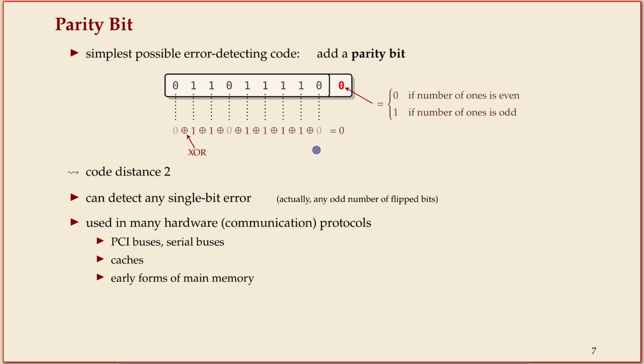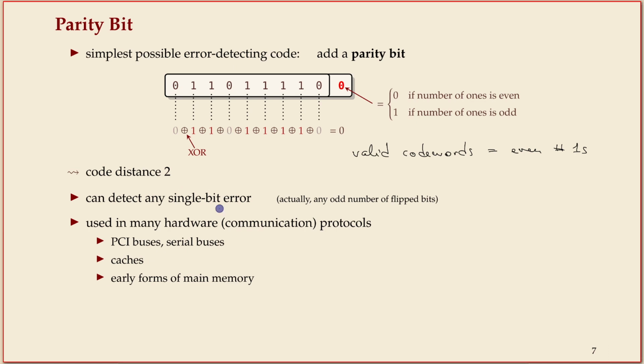So in our code here, not on the slides, let me add it. Valid code words are those with an even number of 1s. Right? And every other code word is like that. So you always have to flip at least 2 bits to get from one to the next. And that means the code distance is 2.